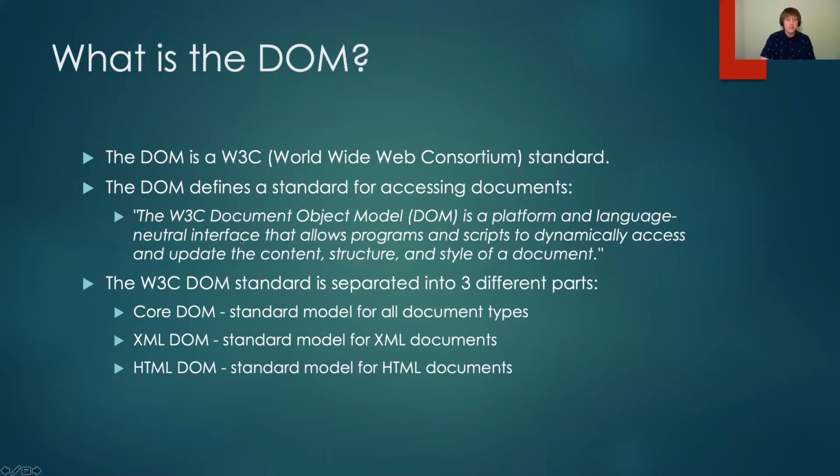So you'll see here it's an interface. It's an interface that has methods and attributes to allow programs and scripts to dynamically access and update the content, structure, and style of a document. Now, based off the W3C DOM, there are different standards which are separated into three different parts. We have the core DOM, which is the standard model for all document types. We have the XML DOM, which is for XML documents, and we have the HTML DOM, which is for HTML documents. We'll mainly be focusing on the HTML DOM in this course. However, you want to be aware that there are other document object models for different types of standards.